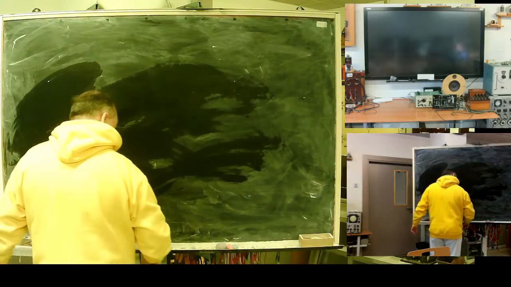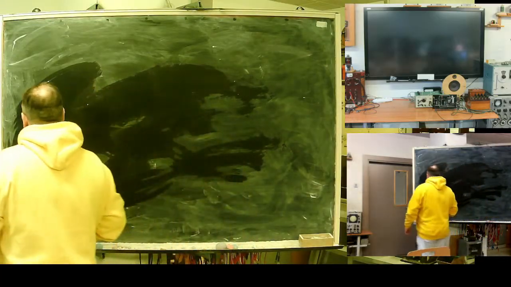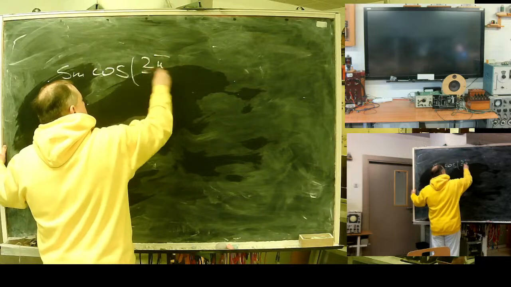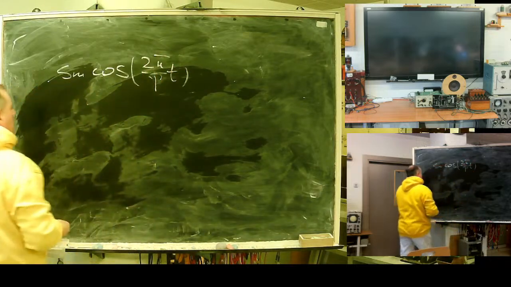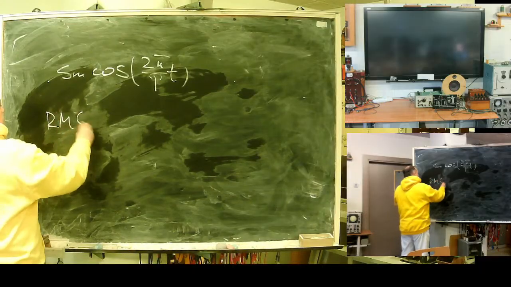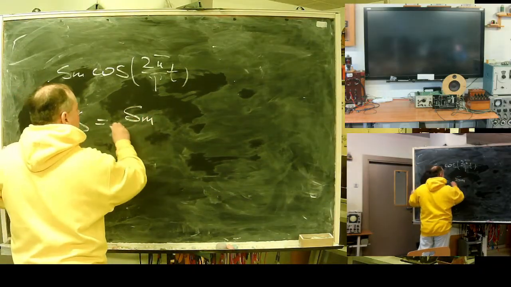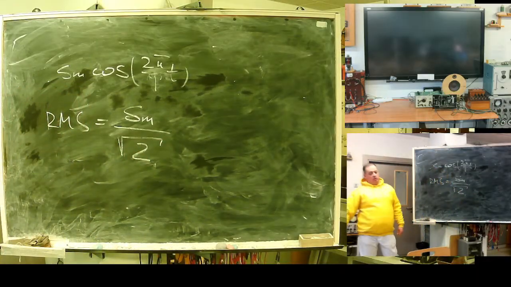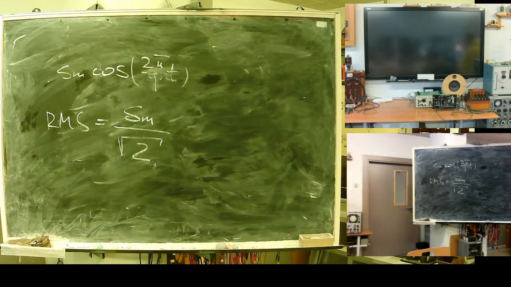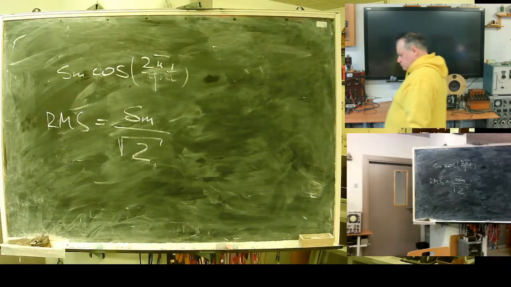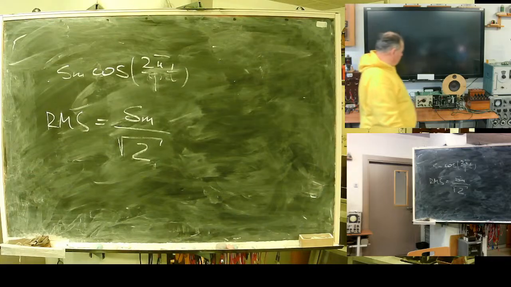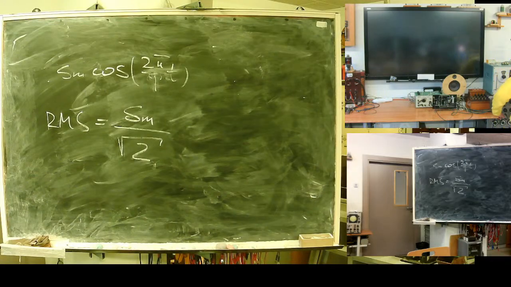For harmonic signals, for signals like cosine, RMS equals to M, magnitude or amplitude, divided by square root of 2. It's for harmonic signals. Not for any signal. But for harmonic signals.